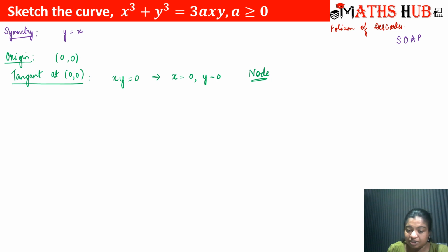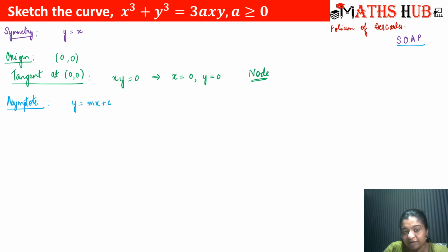After origin, let us check asymptote. You have to take care of the point SOAP. So how to calculate asymptote? Rectangular asymptotes are calculated by putting the highest coefficient of x and highest coefficient of y equal to 0. So this will not give you anything. So there is no rectangular asymptote. Let us try to figure out if we have some oblique asymptote.